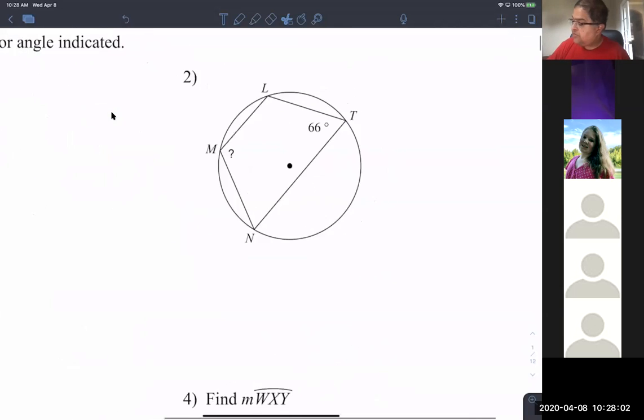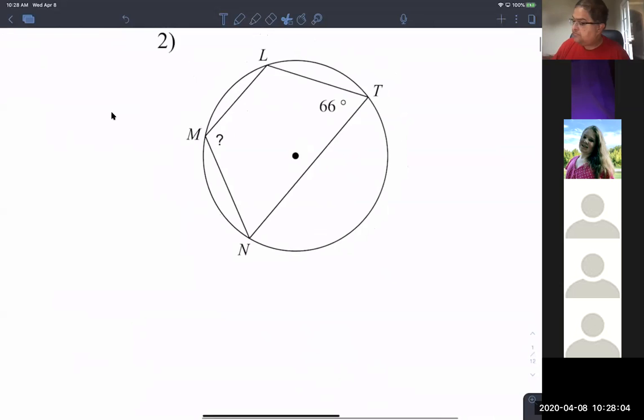So what do we get for number 2? That would be 180 minus 66, right? Because they're opposite angles. So what do we get for M? 140. 114, yeah. Okay.